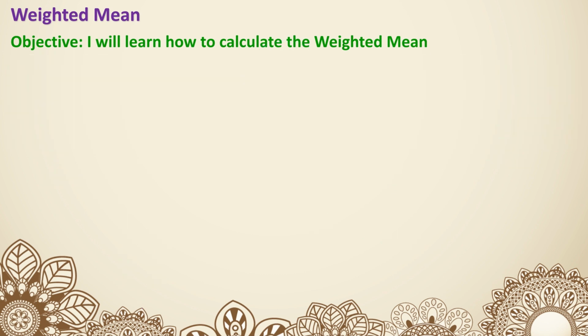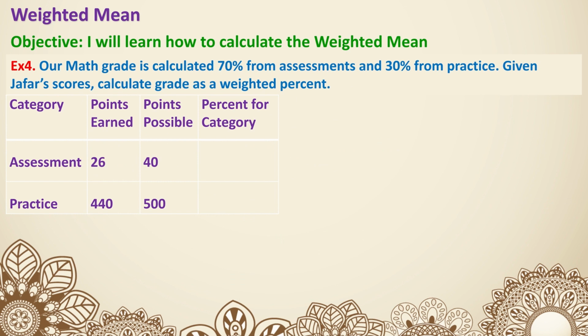Moving on. Now we're actually going to work with weighted mean. Our math grade is calculated 70% from assessment and 30% from practice. So here are some scores for assessments and practice. Points possible means the highest points you can get, say, for assessment is 40, and the highest points you can get for practice is 500. You can clearly see we won't be able to just add them together to say the highest points possible is going to be 540. We can't, because these 2 categories are actually weighted differently. So you need to calculate them separately and also put the weight onto that number and eventually calculate the total.